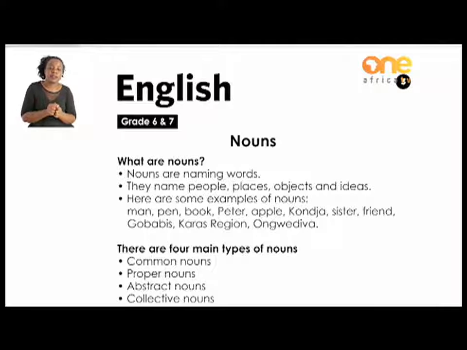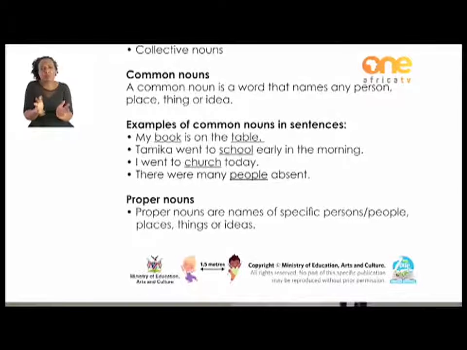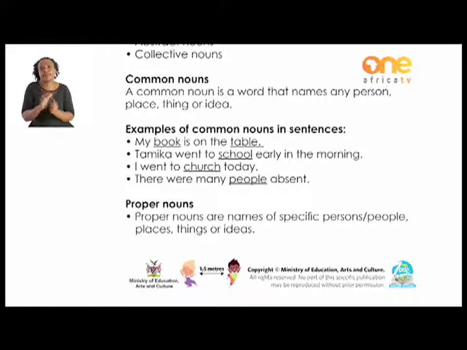There are 4 main types of nouns. We have common nouns, proper nouns, abstract nouns, and collective nouns. Now, common nouns. A common noun is a word that names any person, place, thing, or idea.